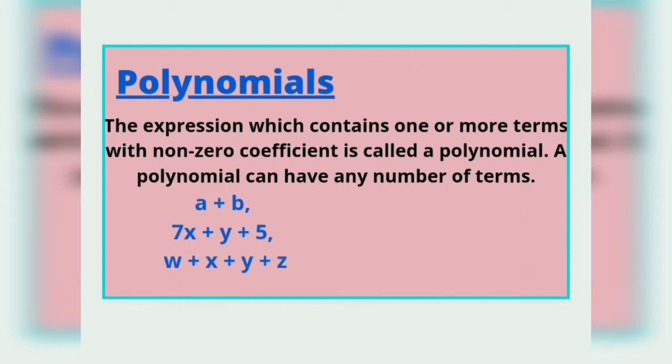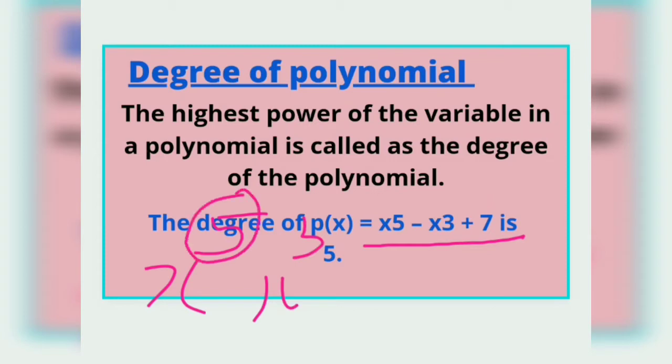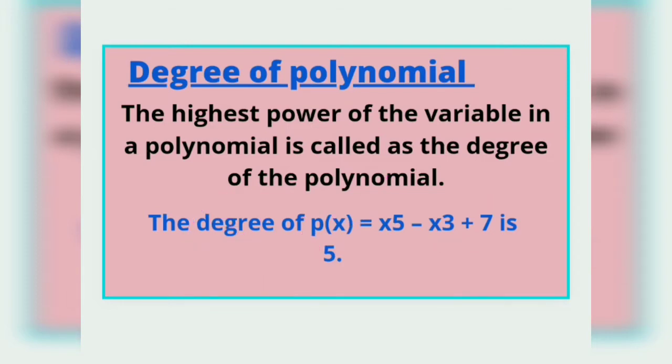We'll move to the next point, that is degree of polynomials. Degree of a polynomial is the highest degree in the polynomial. For example, if you see x raised to power 5 and x raised to power 3, definitely 5 is greater than 3. So the degree of the polynomial is 5. We have to just check the highest degree of the polynomial. This is the degree of a polynomial.